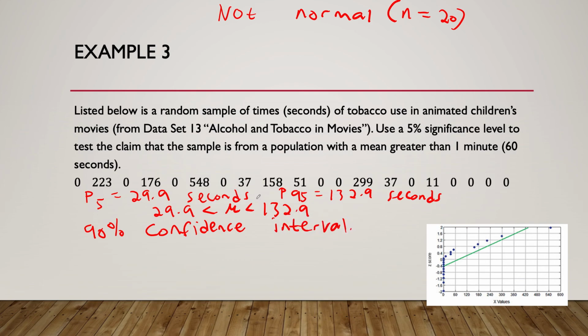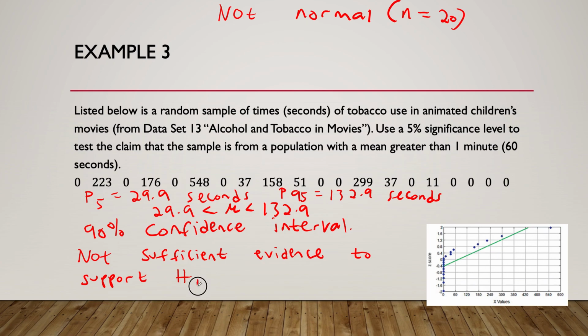And because we have such a giant range here, and the 60 seconds is within this giant range, for this we would have not sufficient evidence to support the alternative where the mean is greater than 60 seconds, since the mean of 60 seconds is indeed in between these two values. Thank you.